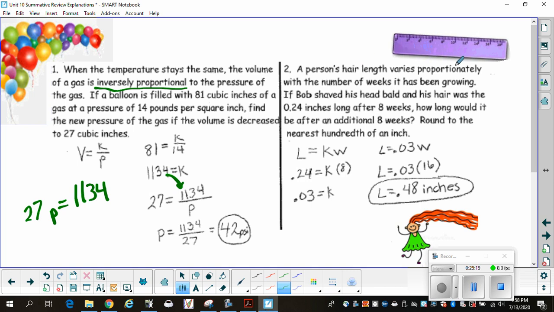Now, a person's hair length varies proportionally with the number of weeks it has been growing. Varies proportionately would indicate direct variation. If Bob shaved his head bald and his hair was 0.24 inches long after 8 weeks, how long would it be after an additional 8 weeks? Well, 0.24 after 8 weeks, you get your K. You have to find your K first. Then you plug your K in. You want to know how long it's going to be after an additional 8 weeks. Well, 8 plus 8 is equal to 16, and so you get 48 inches.